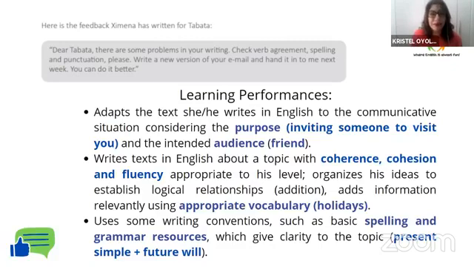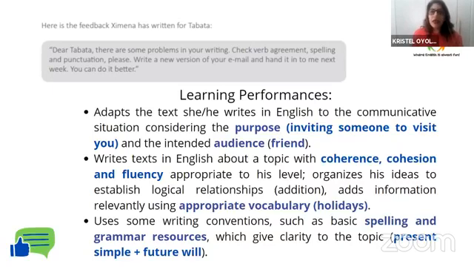How about the second capacity, or the second performance? Writes text in English about a topic with coherence, cohesion, and fluency appropriate to his level. Remember the level. I might say that the level here is like an A1, right? I don't think it's a little bit more. Organizes his ideas to establish logical relationships. In this case, they are talking about connections, yes? So, addition, adds information relevant, using appropriate vocabulary. In this case, maybe holidays or activities, yes? Because they are describing what they are going to do on this New Year's Eve, yes?